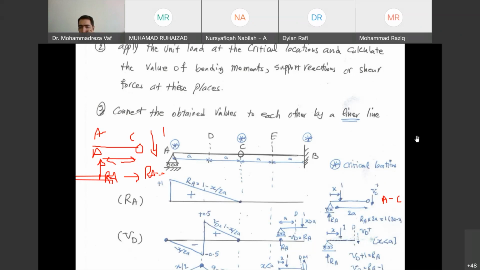Okay, I cannot hear you. My question is, what is the shape of the influence line for bending moment at point C? If you cannot talk, you can type. We are waiting for your typing.